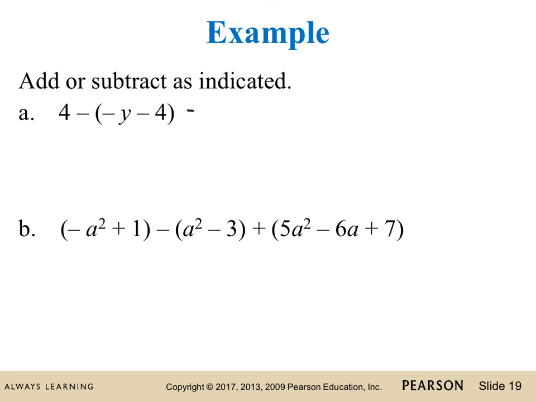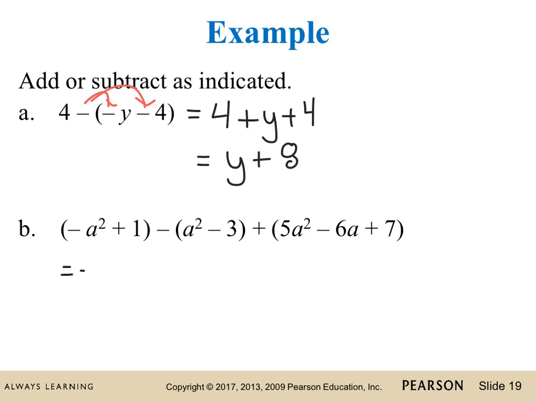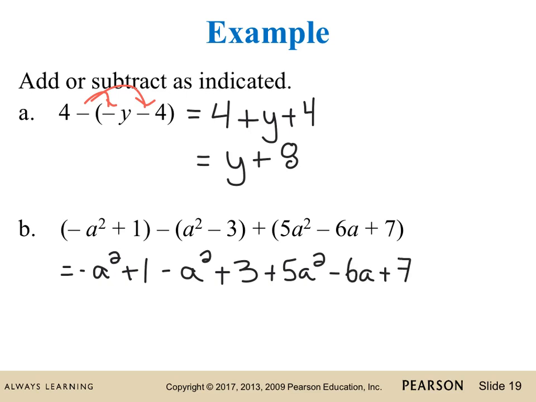Okay, similar idea here. I'm going to distribute the negative, so a lot of this is just more of the same. If I distribute the negative, I get plus y and plus 4, and I'll rewrite that as y plus 8. This one has a little bit of a mixture, the next one, the b part. The first set of grouping symbols has nothing special going on, so I just drop the grouping symbol. Then I distribute the subtraction in the second set, and the third set I can also drop because there's no negative or coefficient in front.